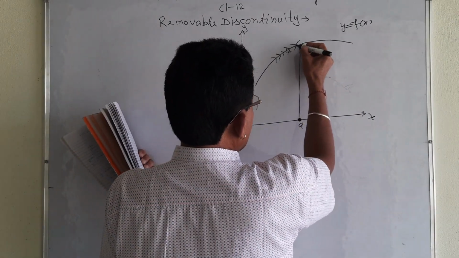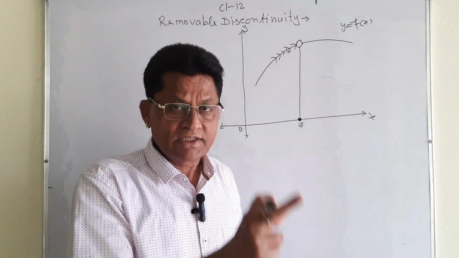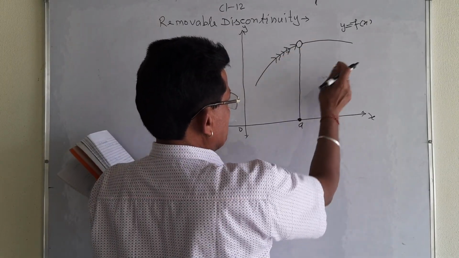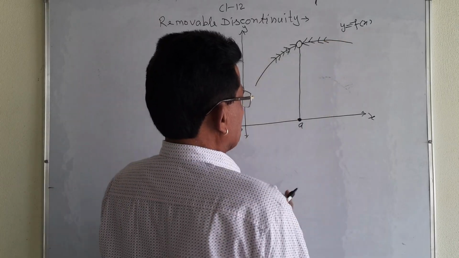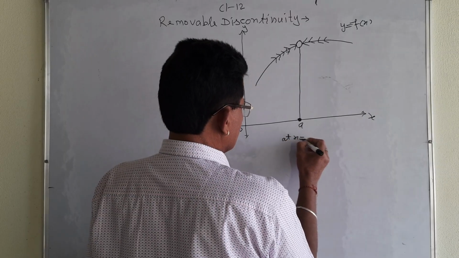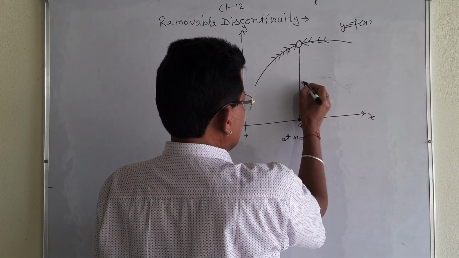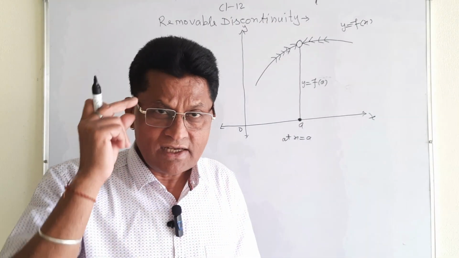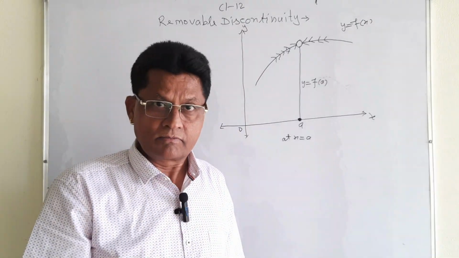I am taking an open circle here. I will discuss the open circle with the formula. We are approaching from the left side towards this point, and from the right side also towards the same point, at x equals a. If x equals a, what will be the value of y? y will be equal to f(a), my dear student. But removable discontinuity depends upon f(a) only.